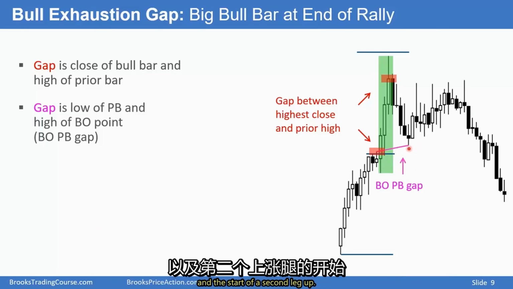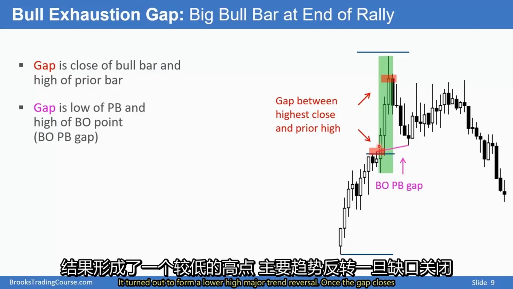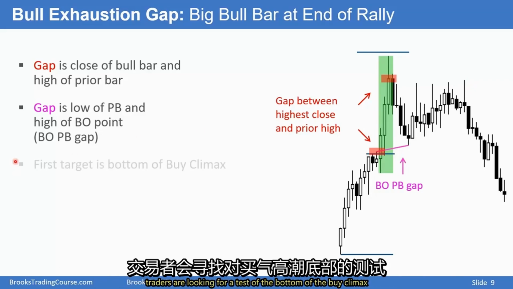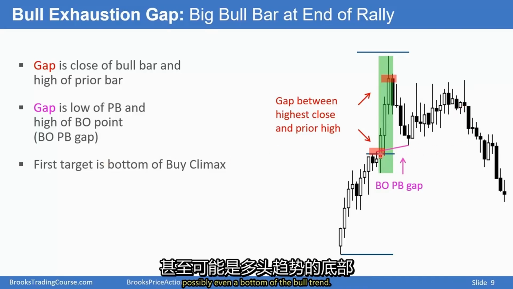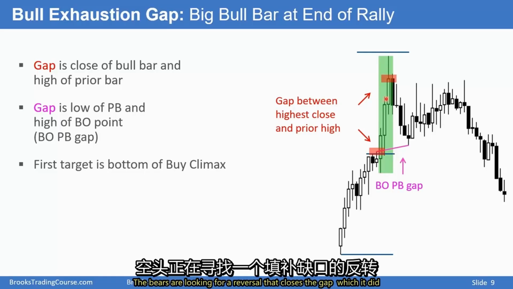A breakout pullback gap. The bulls are hoping this is just a test of the breakout point and the start of a second leg up. It turned out to form a lower high major trend reversal. Once the gap closes, traders are looking for a test of the bottom of the buy climax, possibly even the bottom of the bull trend all the way down here.